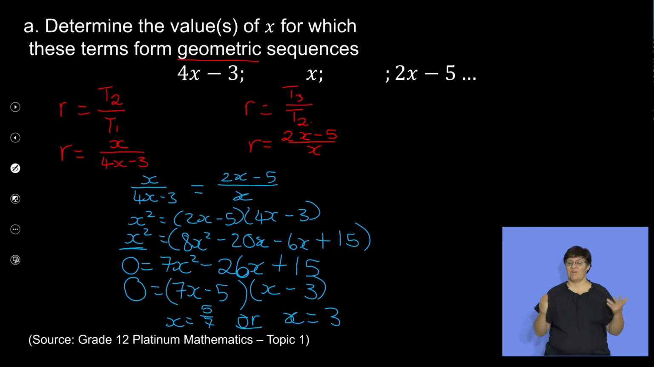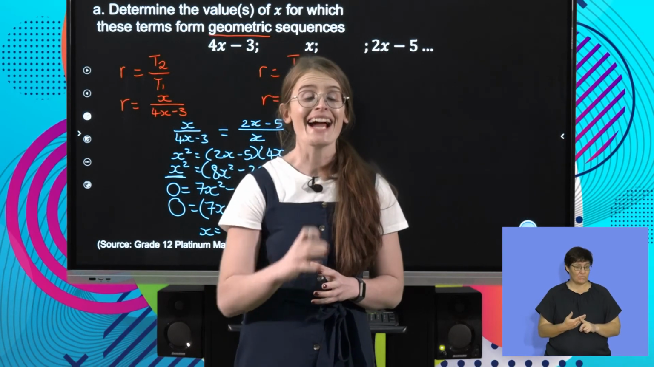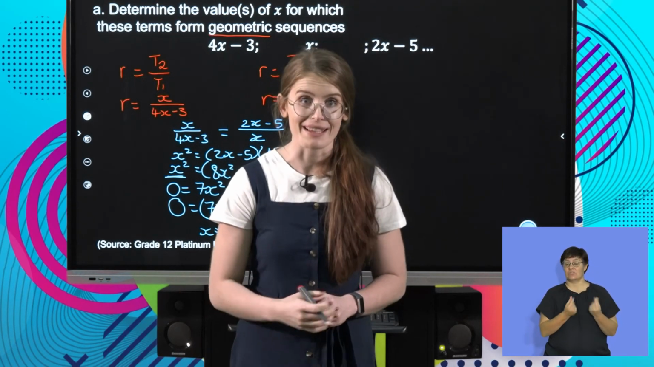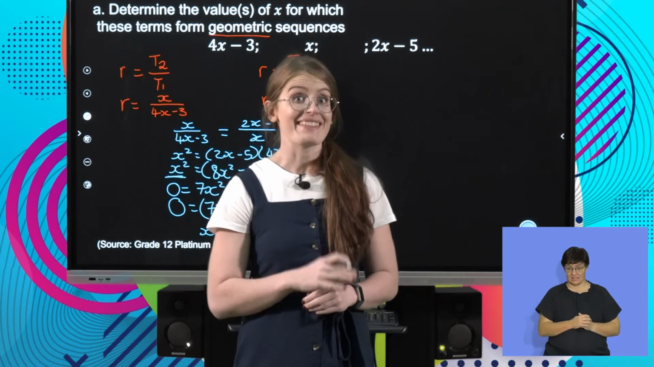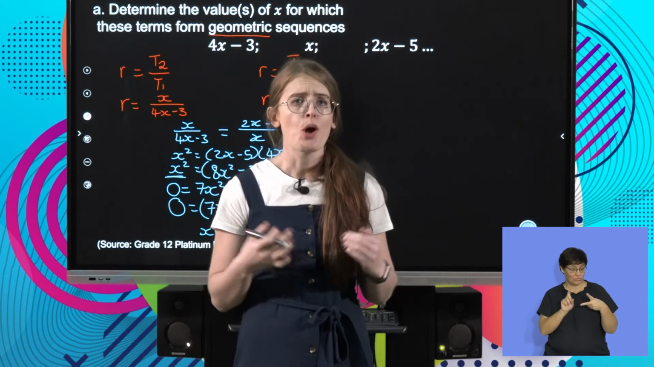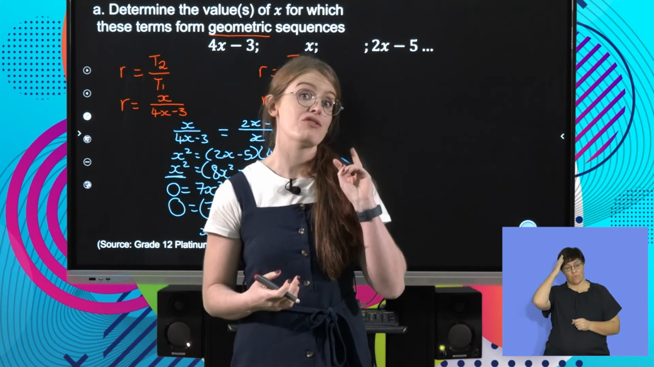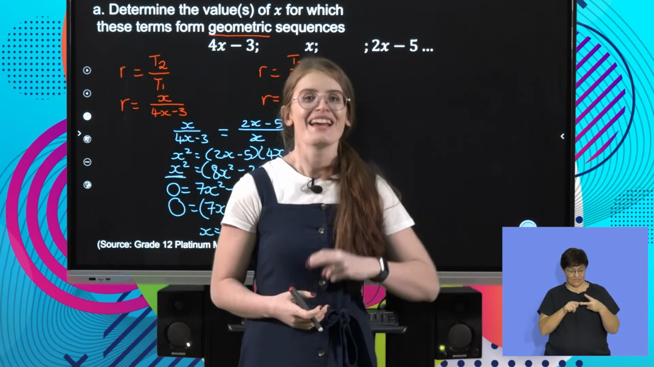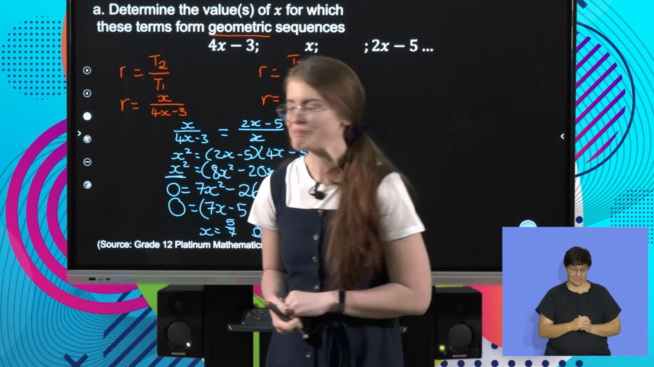Wonderful, everyone. So far I have done A. I have solved for x. Now I'm going to look at the second part of this question, knowing that I actually have two x values. Let's look at the next slide together.